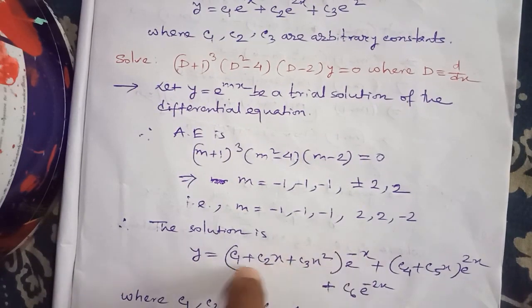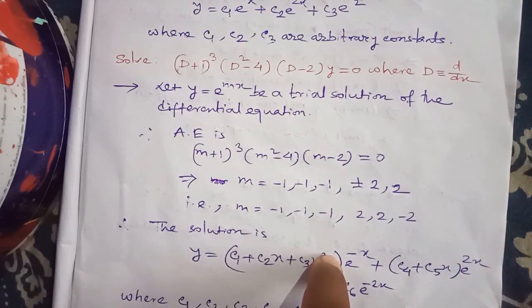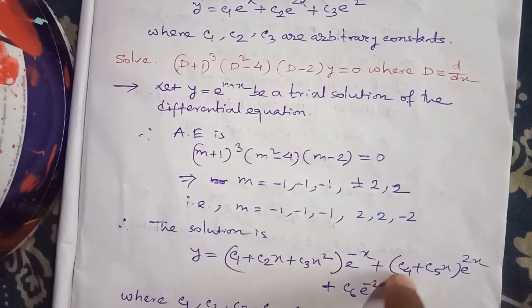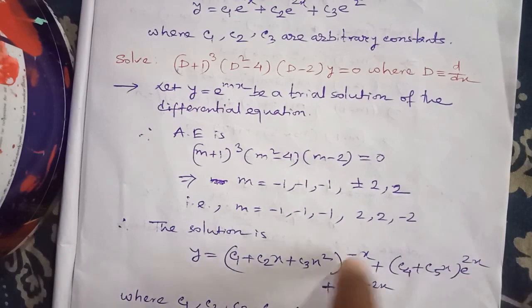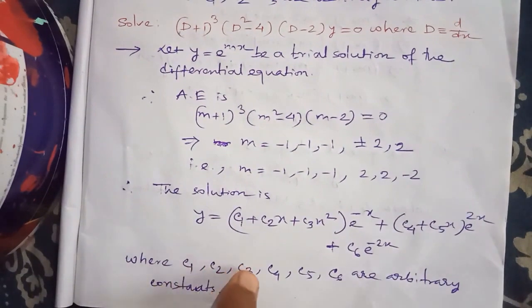Why have I written this here? Because it is repeated three times, it will be up to the second degree of x. I mentioned this in the previous lecture. So y = (c1 + c2x + c3x²) e^(−x) + (c4 + c5x) e^(2x), since 2 is repeated twice, and minus 2 is there once, so + c6 e^(−2x), where c1, c2, c3, c4, c5, c6 are arbitrary constants.